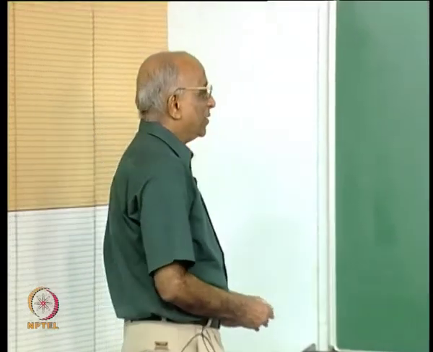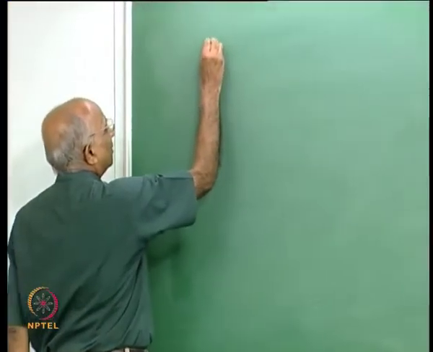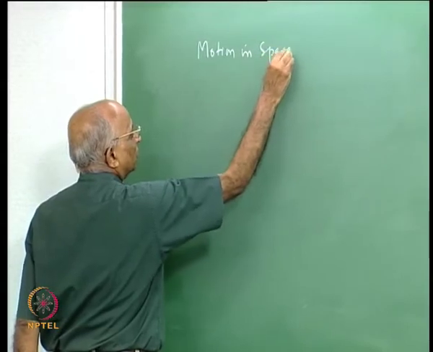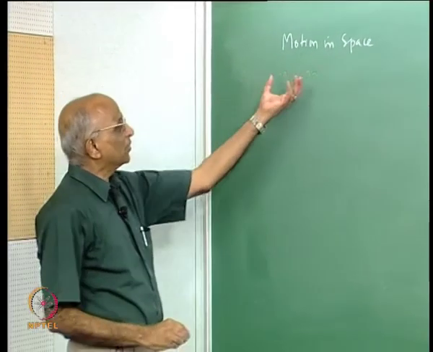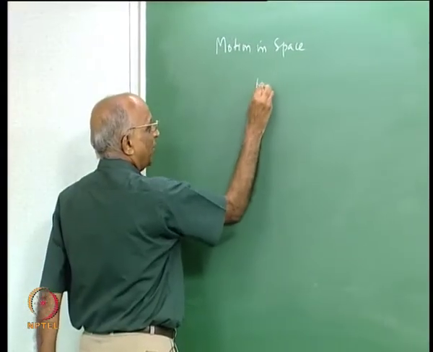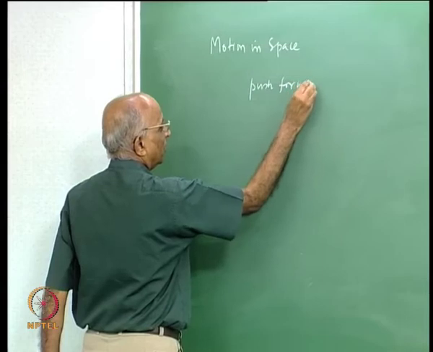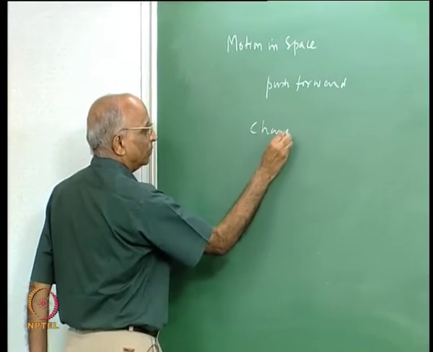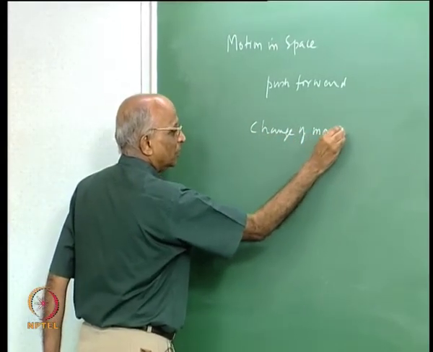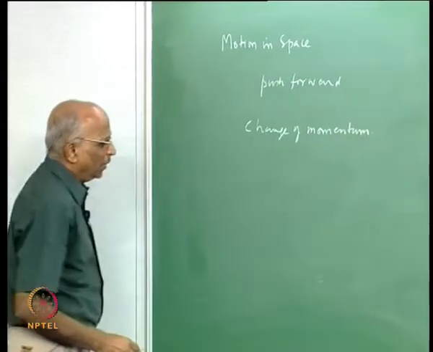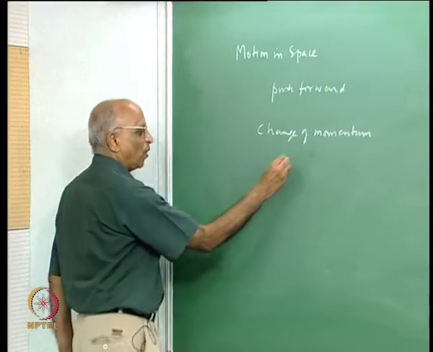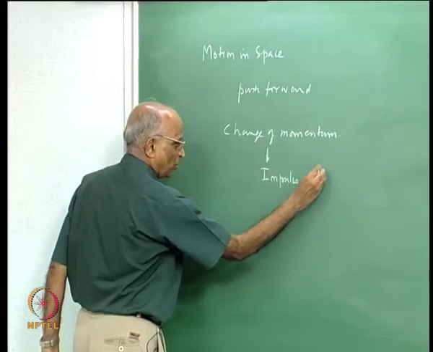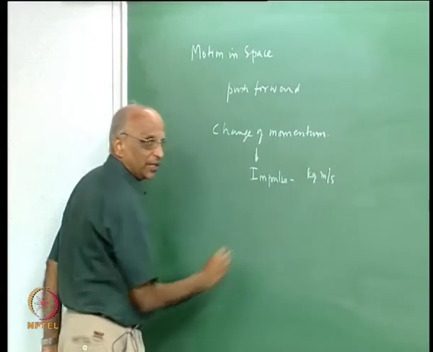Well, good morning. In the last class we considered motion in space. We told ourselves we are pushing ourselves in space, therefore we are trying to push forward, for which we have to provide a change of momentum. When we say change of momentum, that is what we call impulse, and it has the same units as momentum, namely kilogram meter per second.